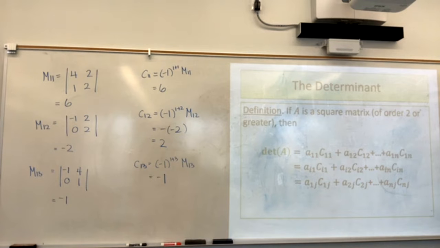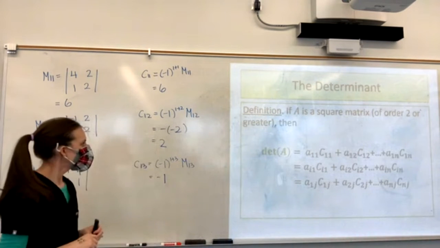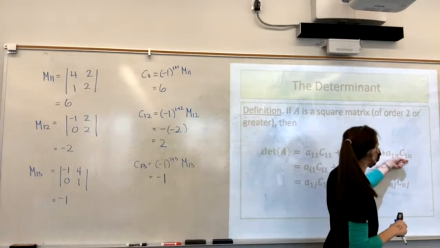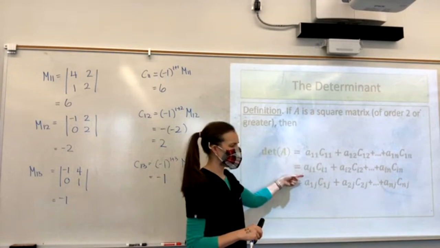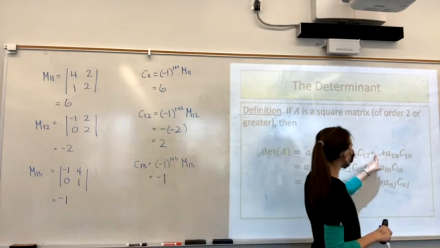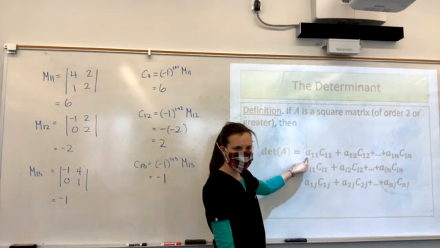Okay, so here's the determinant. If A is a square matrix of order 2 or greater, then to compute its determinant, we're going to focus for right now just on this first definition. We'll come back and talk about what these mean in just a second. This first definition focuses on the first row of our matrix.